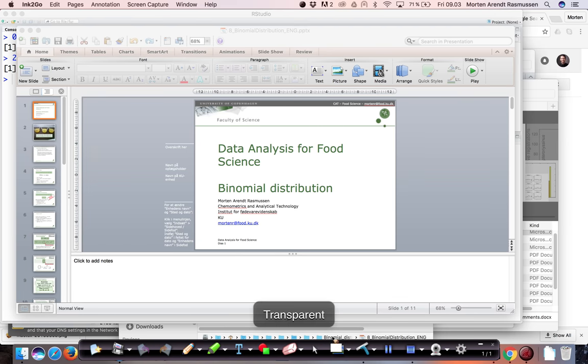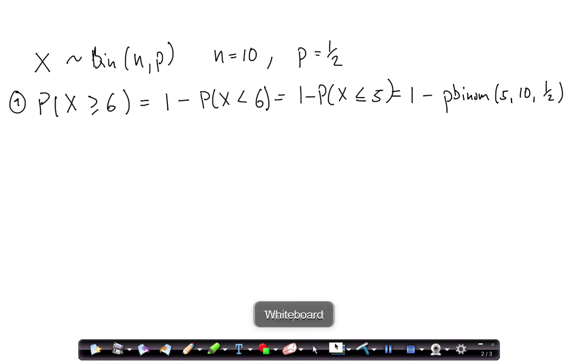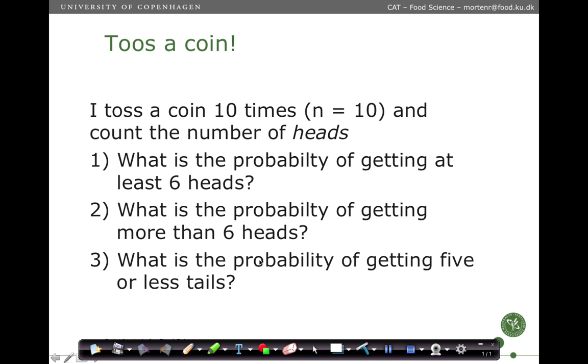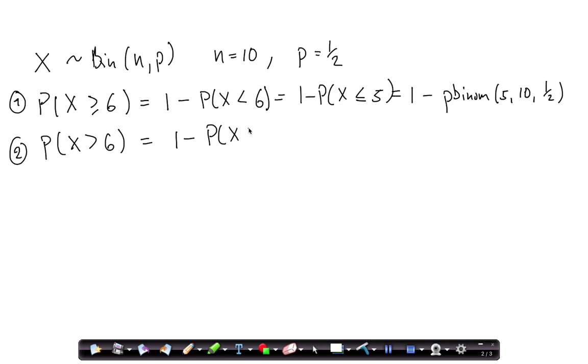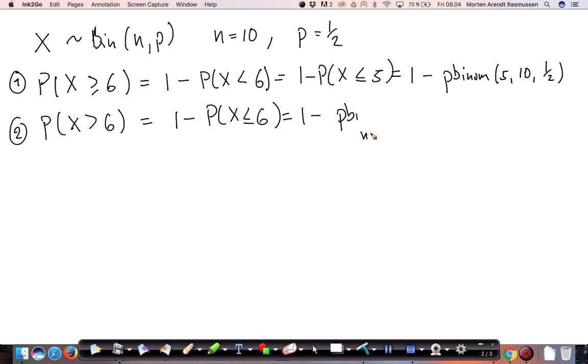The second question was, what is the probability of getting more than 6 heads? We want more than 6 heads, so x should be larger than 6. Well, that is equal to 1 minus the probability of x being less than or equal to 6. Larger than 6 means 7 and up, which means we don't want to include the probabilities of 6, 5, 4, 3, down to 0. So this is 1 minus pbinom of 6, 10, and a half.